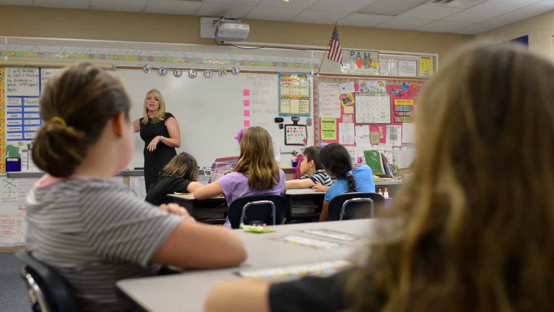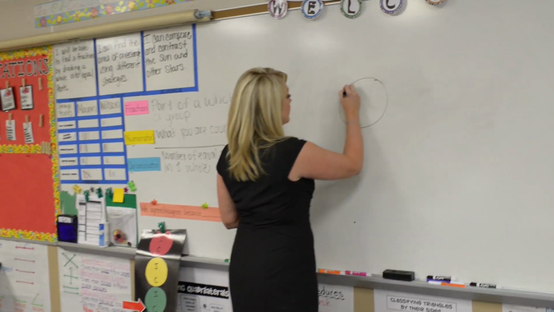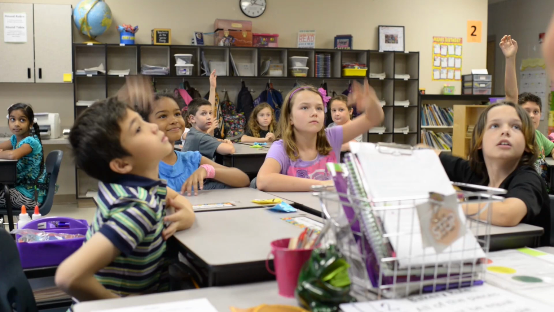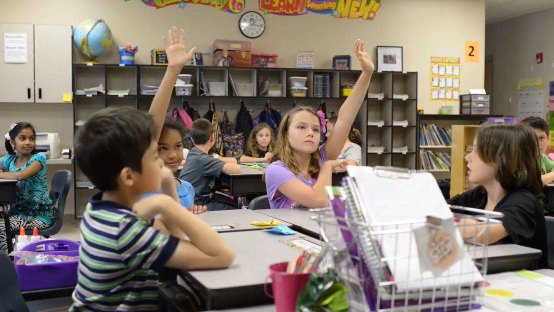I drew a picture on the board and I asked, how could I represent that 5 people each got a piece of this pie? And one student said, oh, you just cut it into 5 pieces. So I drew it incorrectly on the board. There we go, I have 5 pieces. That's a lot of hands in the air.